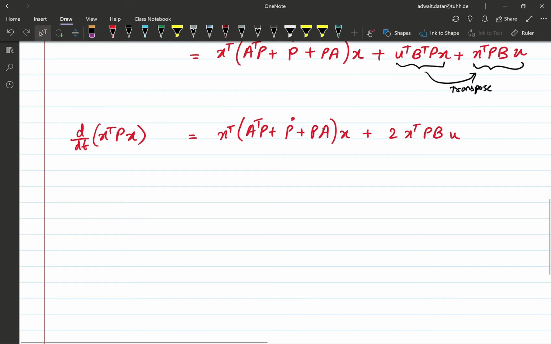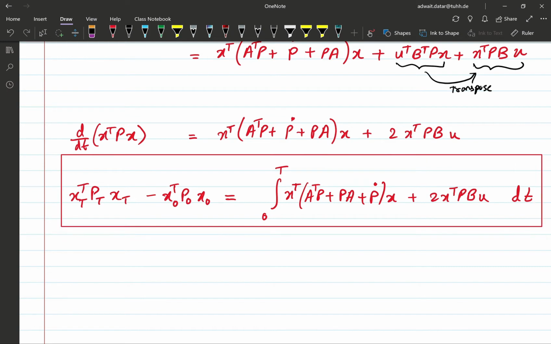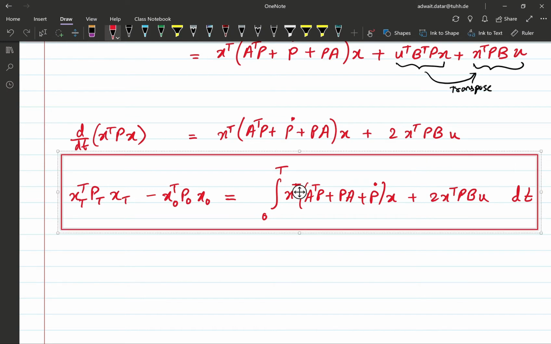Now if we integrate both sides from 0 to T, we obtain x_T transposed P_T x_T, where this subscript T denotes x evaluated at time T, P evaluated at time T, and so on, minus x0 transposed P0 x0, is equal to the integral from 0 to T of x transposed, I just write this again, dt. So this is true.